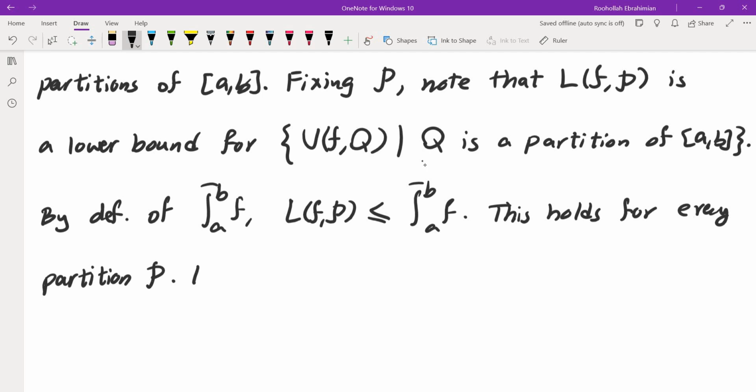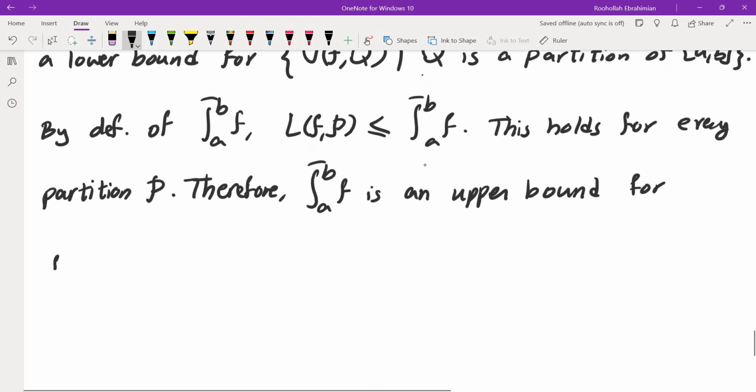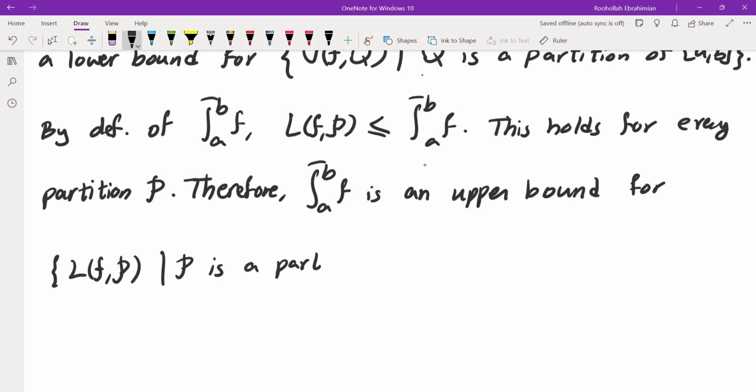So what does that mean? Therefore, upper integral is an upper bound for this set, for the set of all lower sums. Lower sum of f relative to P, where P is a partition. So this is an upper bound. The upper integral is an upper bound for this set.